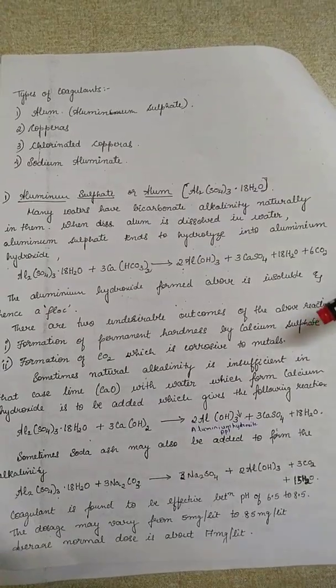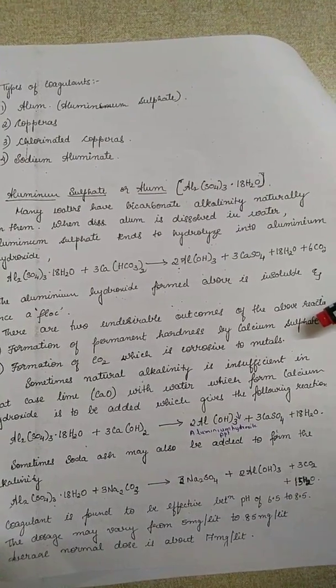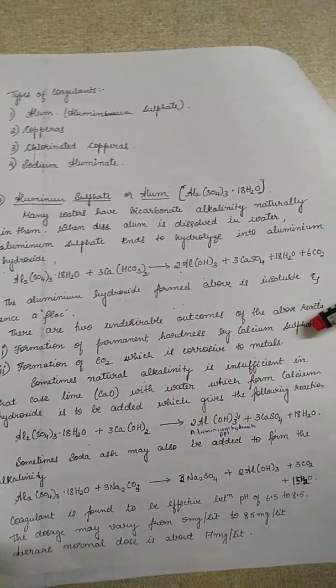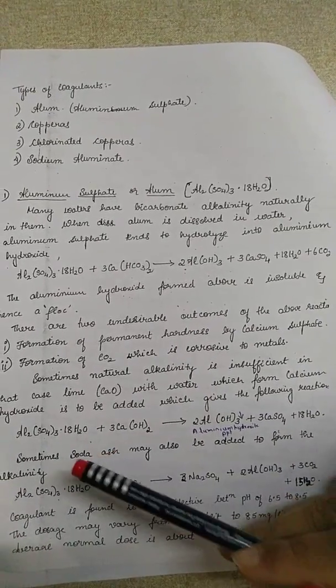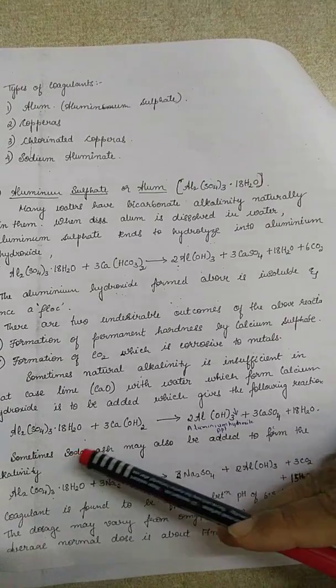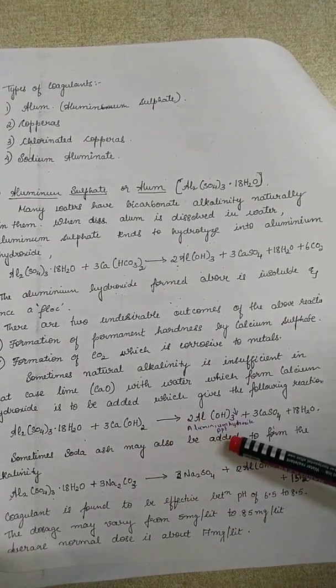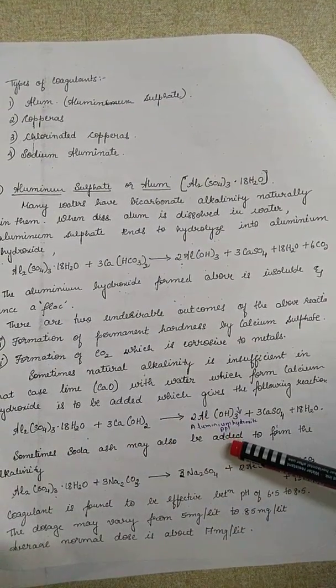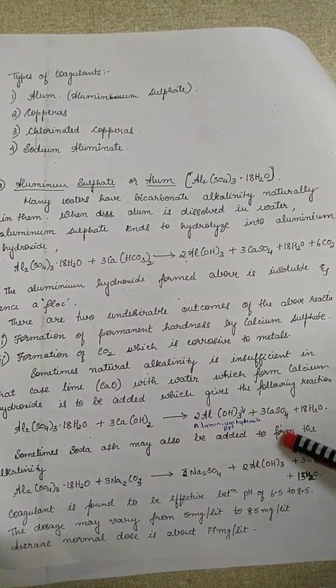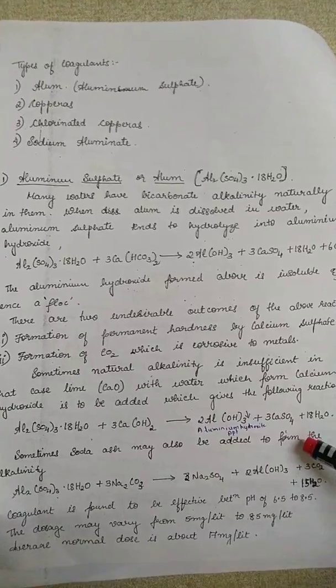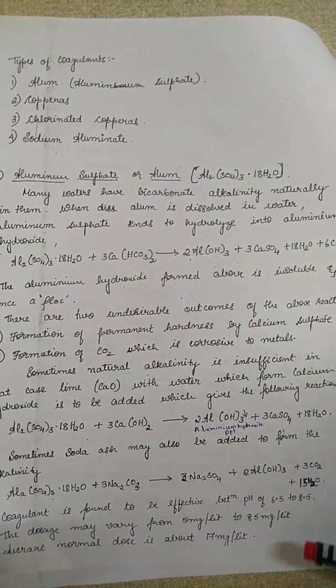Now in order to solve this problem, we are going to add hydrated lime. Along with the alum, we are going to add hydrated lime, and it is going to give you the aluminium hydroxide precipitate and 3CaSO4, which is going to get removed, and then we are going to get H2O.